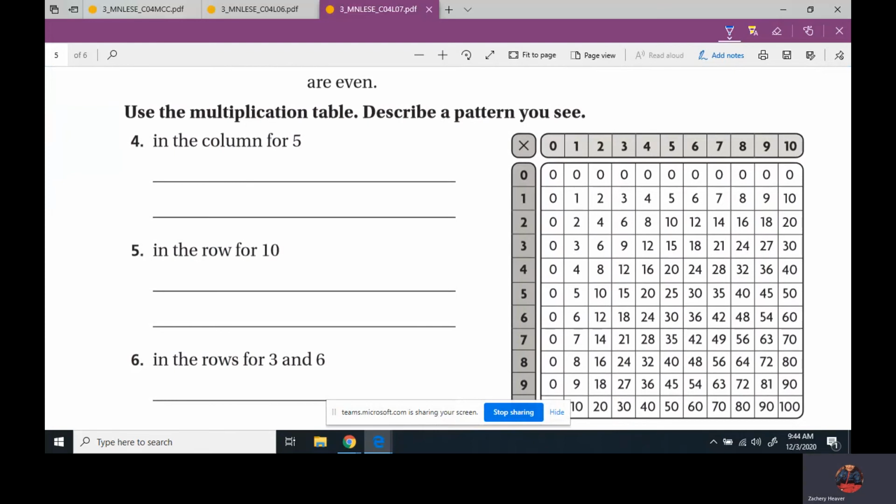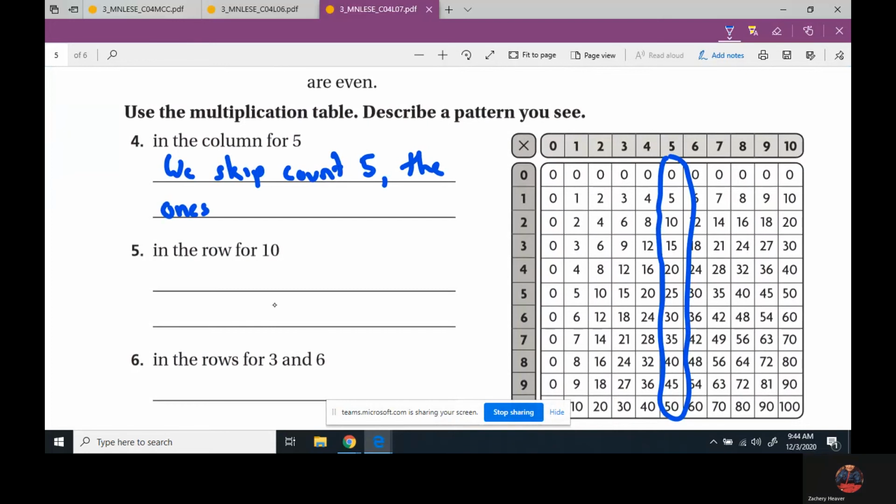So let's look at column 5. 5, 10, 15, 20, 25, 30, 35, 40, 45, 50. We know we skip count by 5. The ones place is 5 or 0. You have 5, 0, 5, 0, 5, 0, 5, 0, 5, 0.